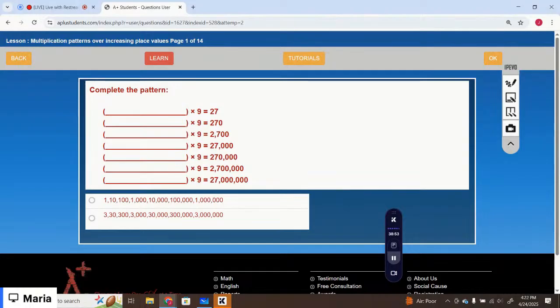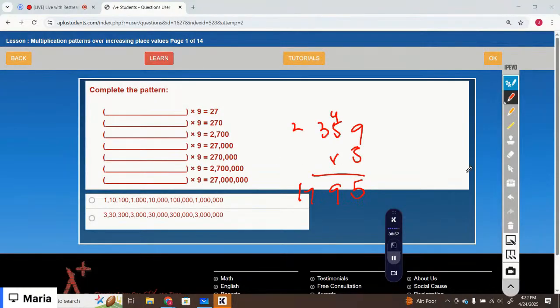Nine times what number is 27? Then nine times what number is 270? Basically, we are going to learn the increasing place values over here. We know that 9 times 3 is 27, right? Now, 9 times what number is 270? You have to look at the number of zeros over here.